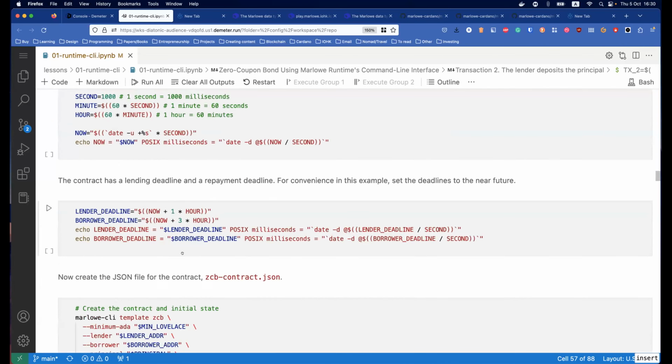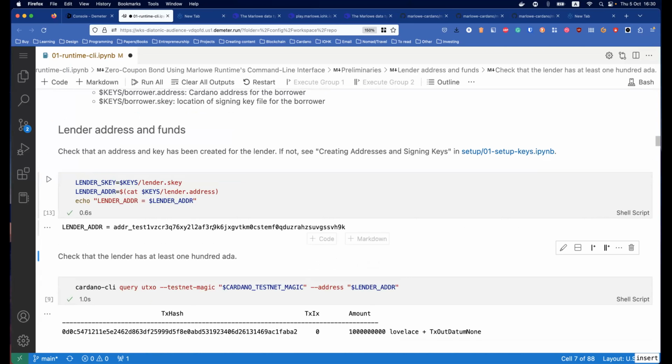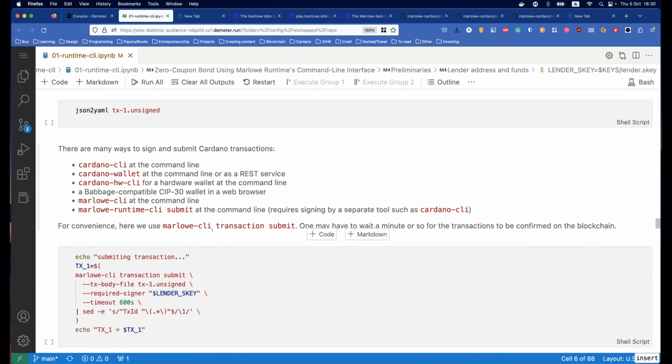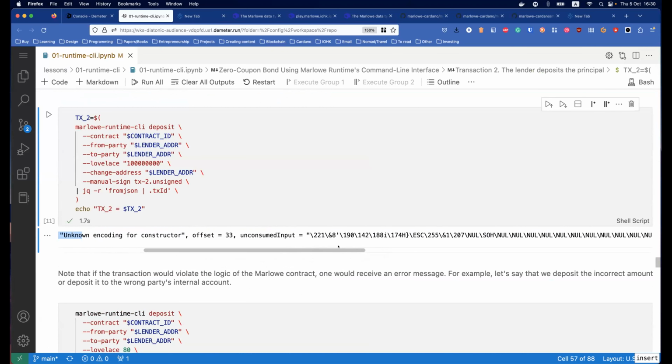If I go to the very top where I defined it, yes, that's the one that is sent. So what was the error message? The serialized unknown encoding for constructor. Let me see. Unconsumed input.